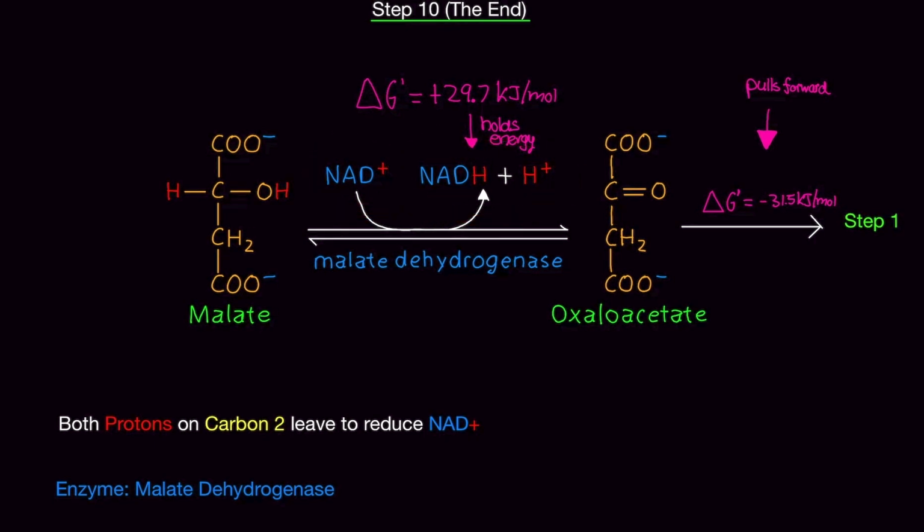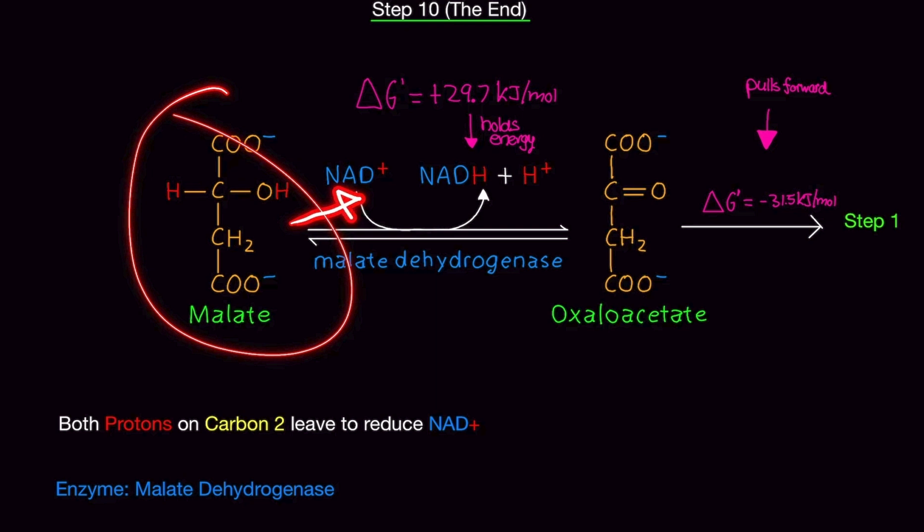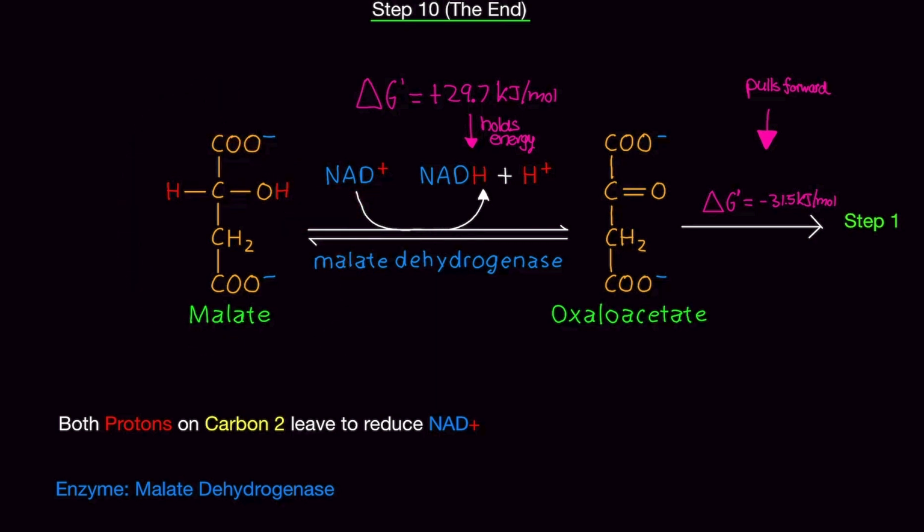Okay? So this holds a lot of energy, plus 23.7 kilojoules per mole. This would normally not happen because this costs energy to run. So doing this, moving the protons to NAD plus costs energy. And this uses the enzyme malate dehydrogenase. So this is unfavorable, right? So this would not want to happen. But what happens is that what we create is oxaloacetate. And this would actually go to step 1.